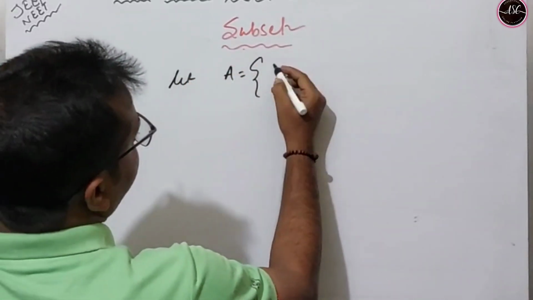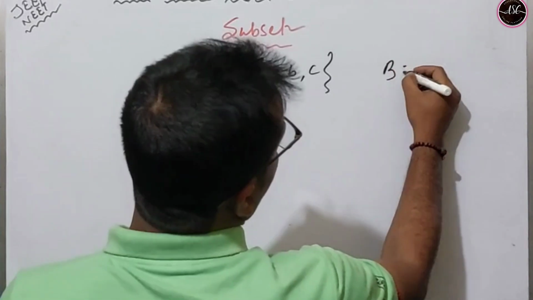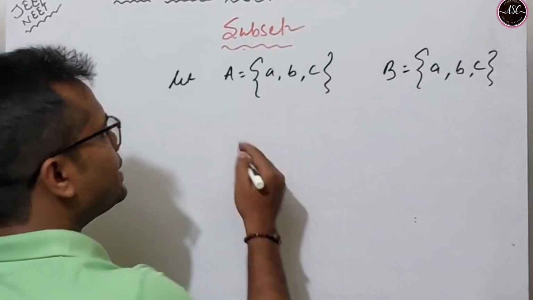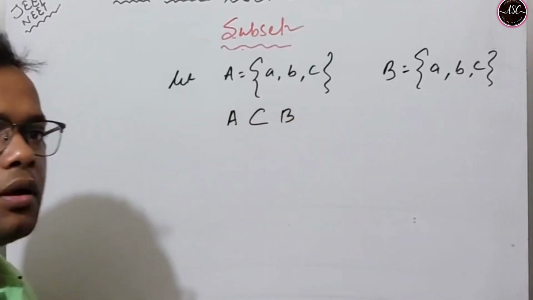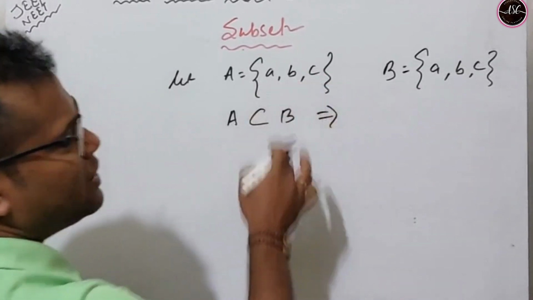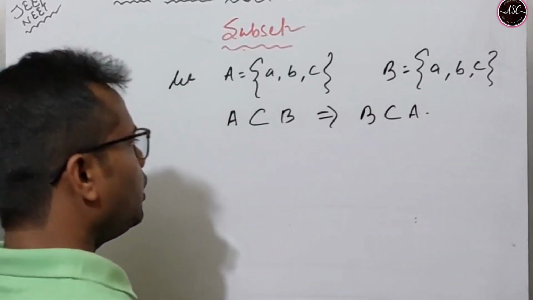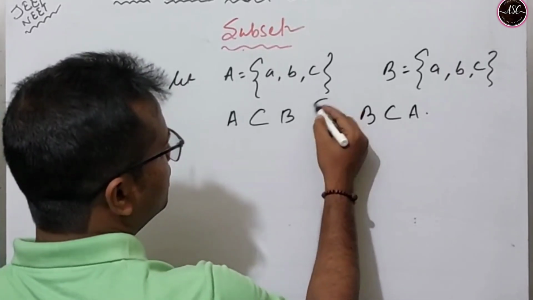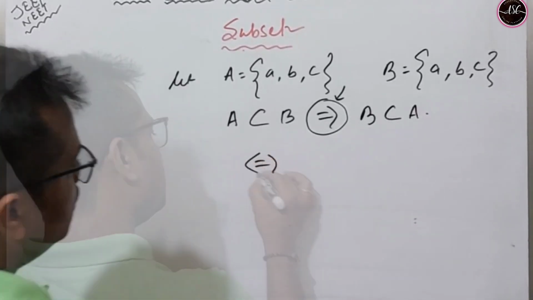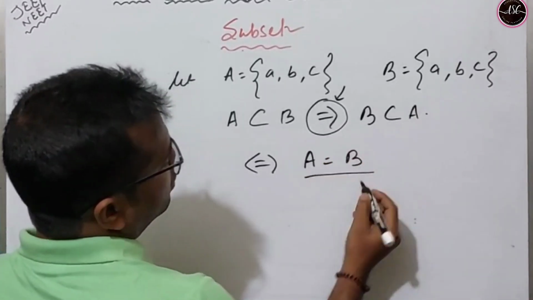A is a set whose elements are A, B, C, and B is also another set A, B, C. Here we can say A subset B implies B subset A. All the elements of B are present in A, so B subset A. This sign is called implies. We can write A equal to B, the equal set.